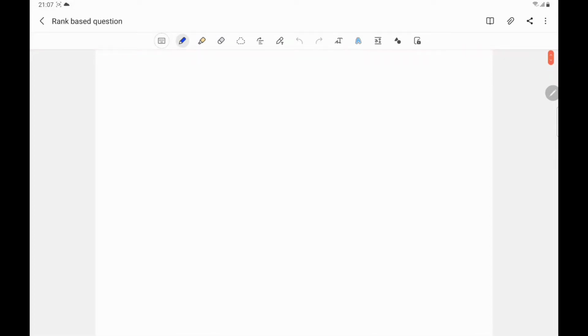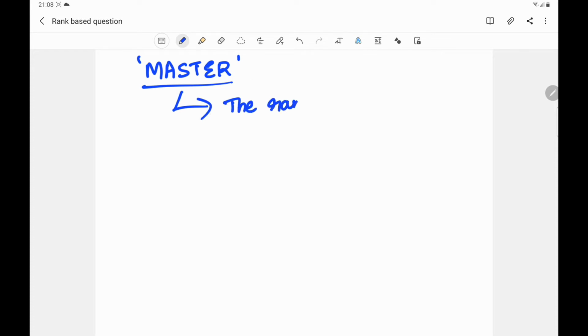In this type of question, you will be given either a word or a number, and you will be asked to find the rank of that word or number. For example, let us take this word MASTER. This word will be given in the question, and you will be asked to find the rank of the word. This would be the question.